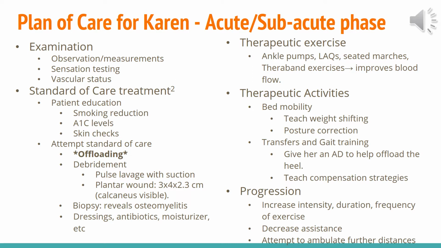Specifically with transfers and gait training, we want to think about offloading it, so you want to teach her some compensatory strategies to make sure we're not putting any weight through the heel, maybe either doing toe touch or considering giving her an AD to completely offload it. When we're progressing it, you can do it through intensity, duration, frequency, decreasing assistance, or making the ambulation improve.